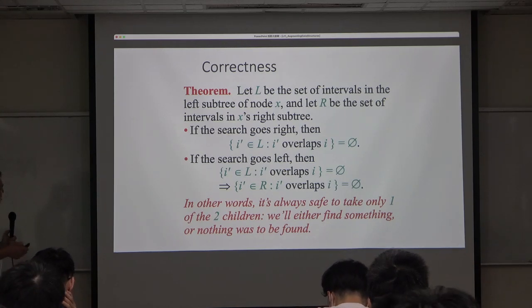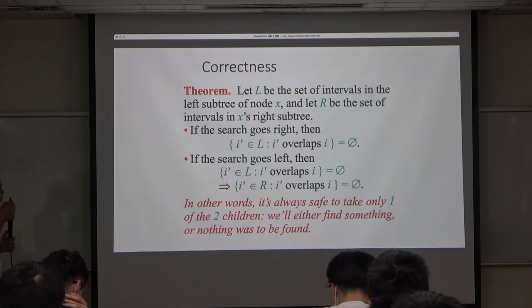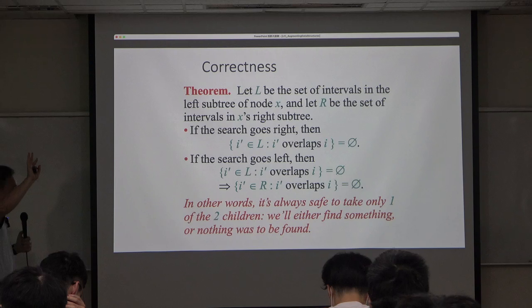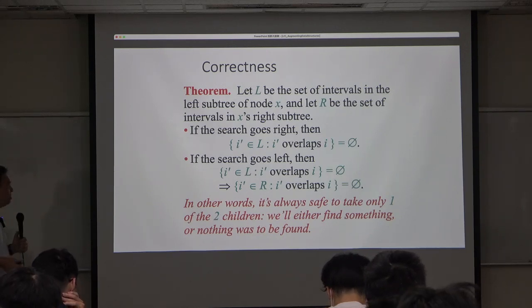After all, we have to find one overlapping interval if there's any. So every time we pick one direction, we need to guarantee the other direction does not contain any possible interval that overlaps the query interval.